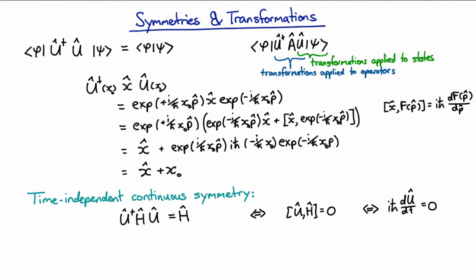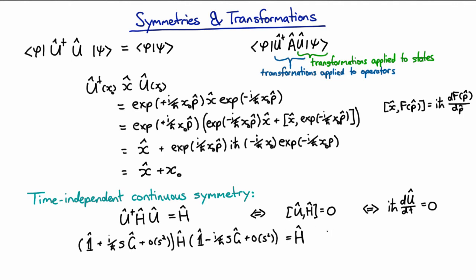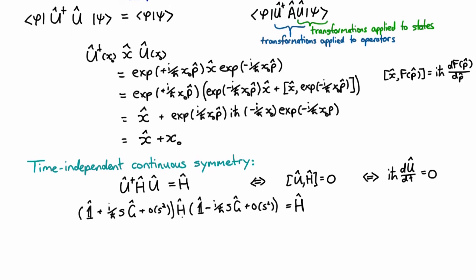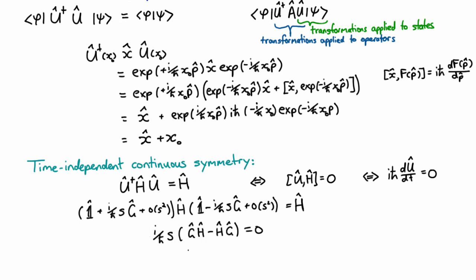Now if we go from here and we expand out these transformations in terms of the generators, and we'll just have one parameter s, G is Hermitian. This is true to all orders in s. The 0th order is just H equals H. The first order is, and therefore clearly the commutator of the generator and the Hamiltonian is 0.